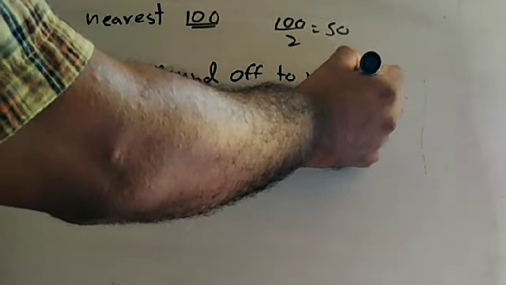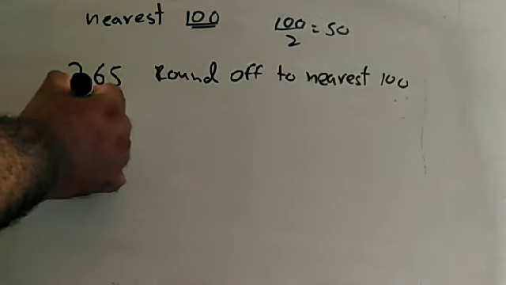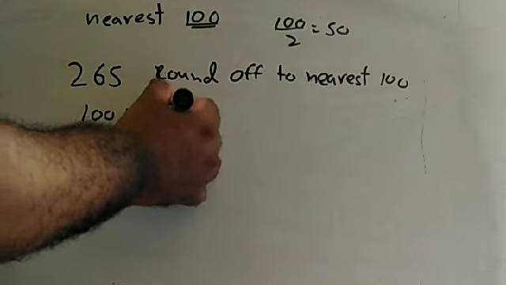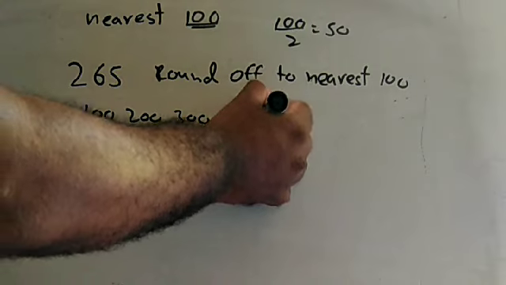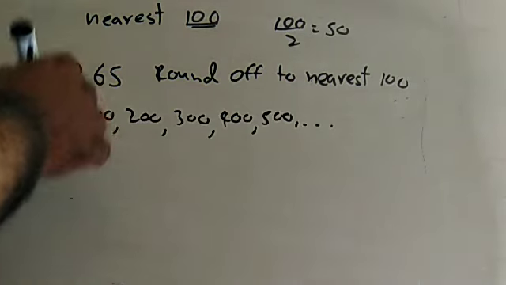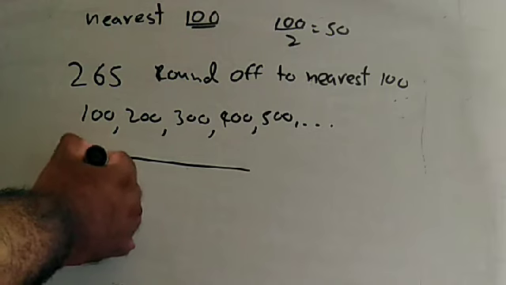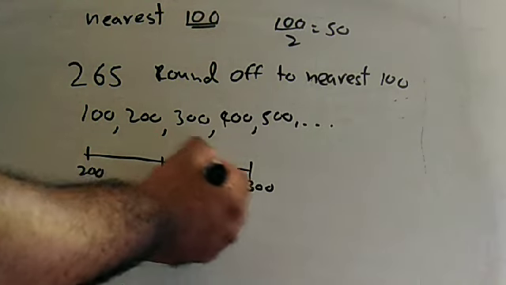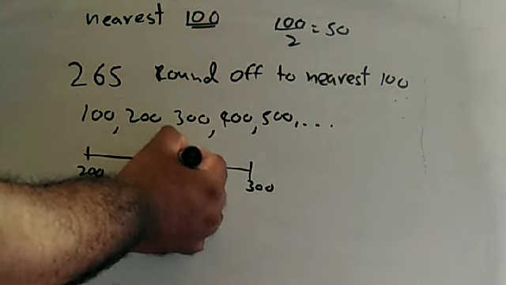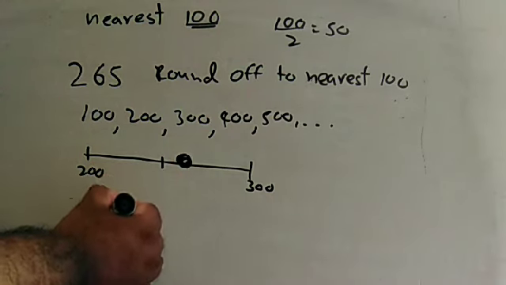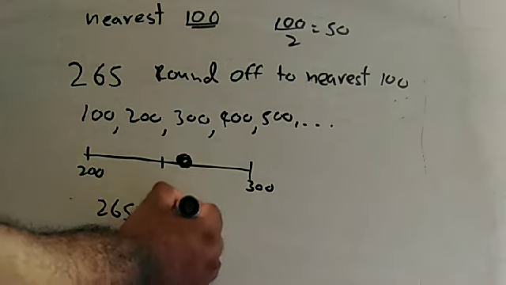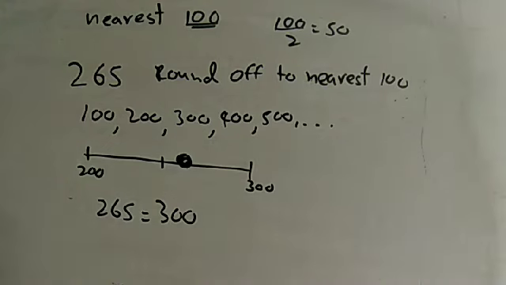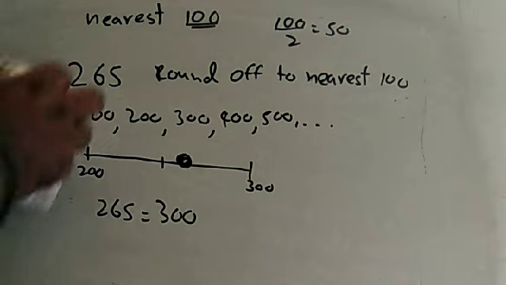Now multiples of 100: 100, 200, 300, 400, 500. Now 265 is between 200 and 300. Here the middle one is 250. Now 265 is like this, so it is nearest to 300. You can see 300. Then another one.